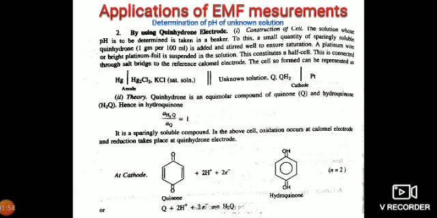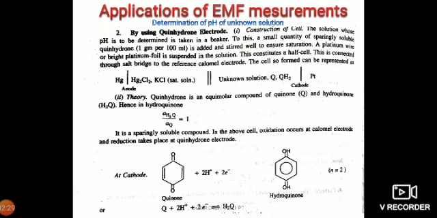The cell can be represented as Hg | Hg2Cl2, KCl saturated solution. This is the calomel electrode, then a salt bridge. At the cathode, we have the unknown solution. Into that unknown solution, we are adding quinhydrone powder. That's how it gives equimolar proportions of quinone and hydroquinone, which can be represented as Q, QH2 | platinum. So that's how we have constructed a cell using calomel electrode at anode and quinhydrone electrode at cathode.